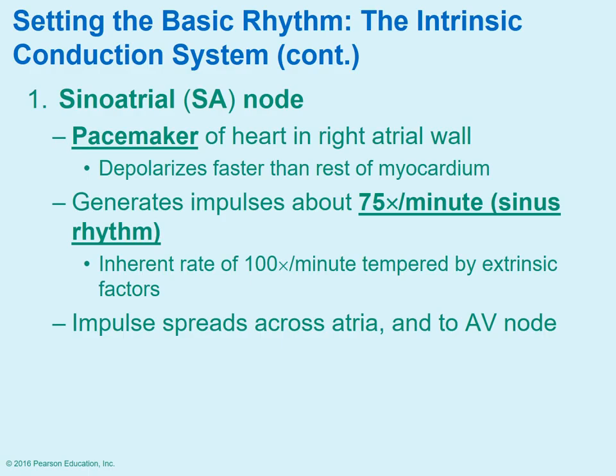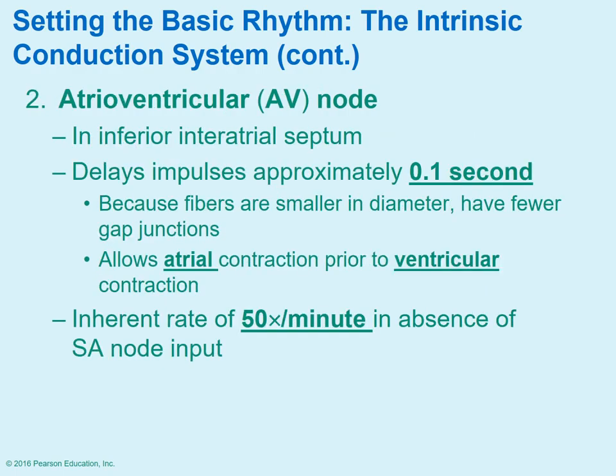So the sinoatrial or SA node is the pacemaker. It's located in the right atrial wall. This can depolarize faster than the rest of the myocardium. So it's going to generate this impulse. And the impulse is going to spread across the right atrium to the AV node. The atrioventricular node is in the inferior interatrial septum, that septum that's between the right and the left atrium.